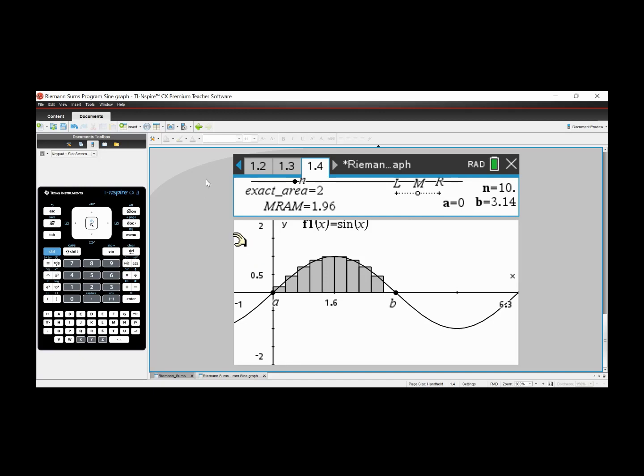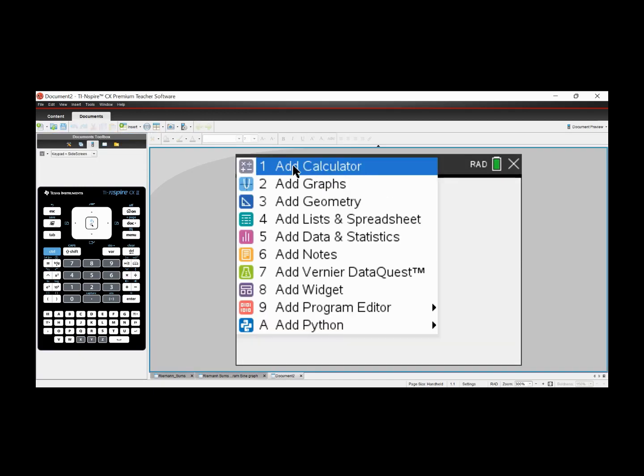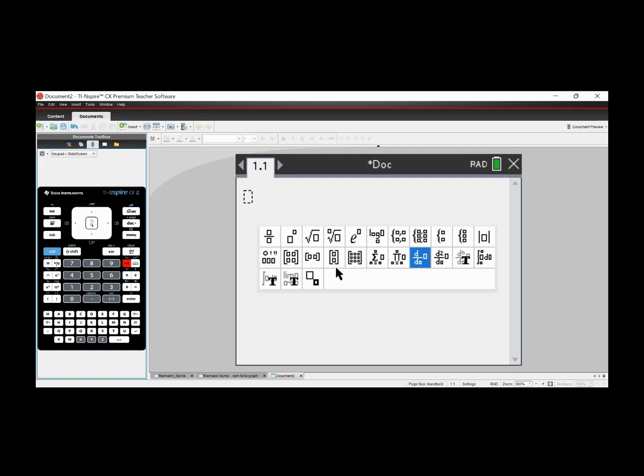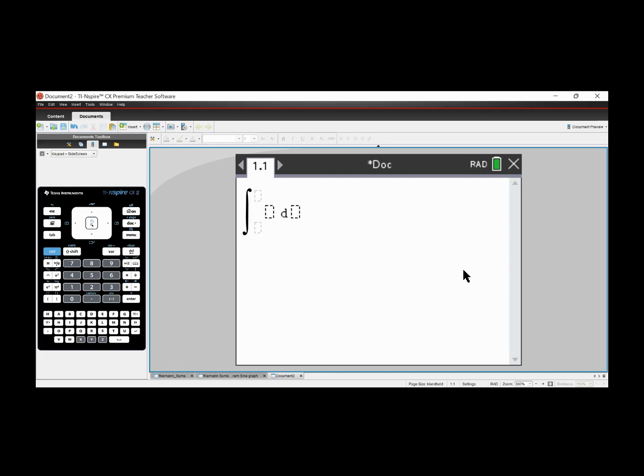But it'd be really cool if there was a program where we could do this with thousands and thousands of subintervals, right? Well, your calculator actually has a built-in program. It's on our template key, and it is found at the end here. It looks like an integral from box to box of box to box. That is our integral setup.